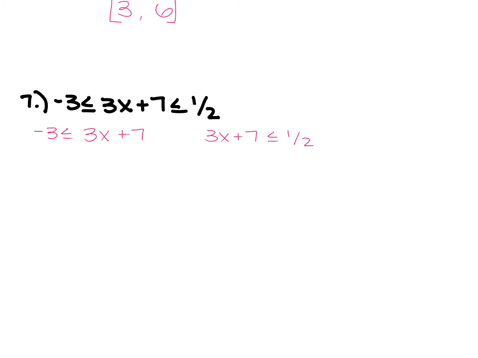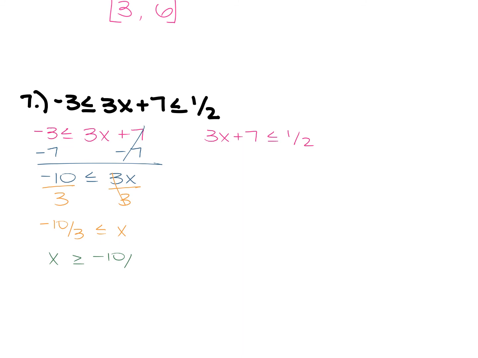If I work the inequality out on the left first, I'm going to move the 7 over by subtracting it from both sides, and that's going to give us -10 is less than or equal to 3x. From here, we're going to divide each side by the 3. So that's going to give us -10/3 is less than or equal to x. Again, I don't like when x doesn't come first, so I'm just going to rewrite it as x is greater than or equal to -10/3.